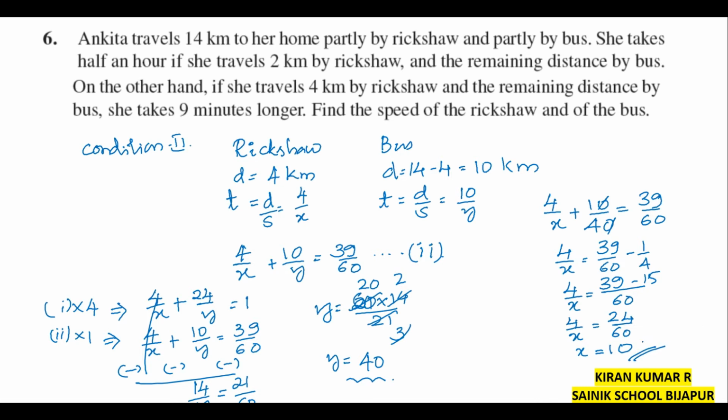So what is x? x is the speed of rickshaw and y is the speed of bus. So the speed of rickshaw is 10 km per hour and the speed of bus is 40 km per hour. Little difficult.